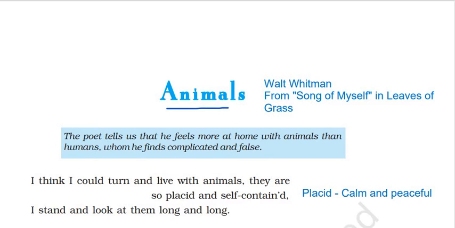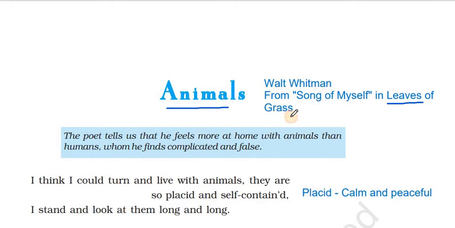In today's session, we'll be seeing the CBSE Class 10 English poem Animals written by Walt Whitman. Walt Whitman is an American poet who lived between 1819 and 1892. He wrote a collection of poems known as Leaves of Grass. One of its collections is Song of Myself, from which Animals is taken.